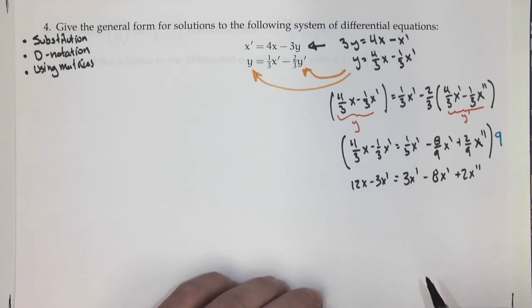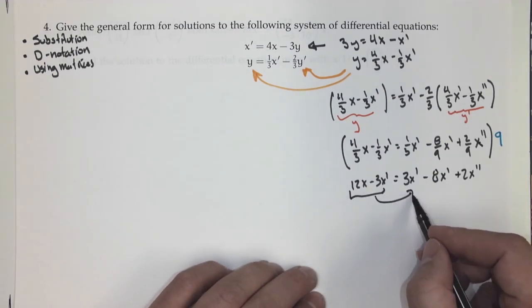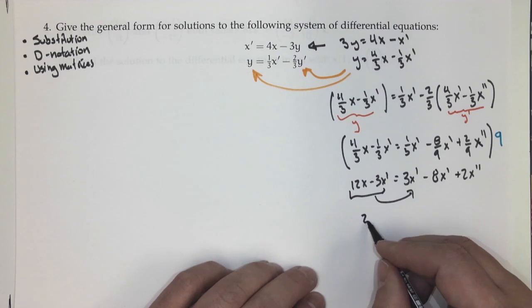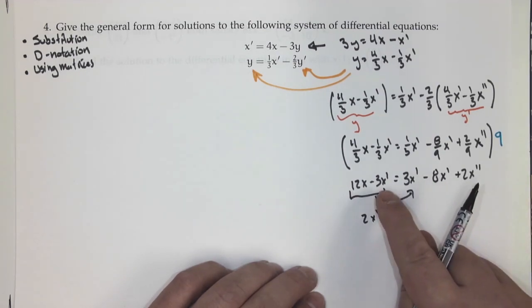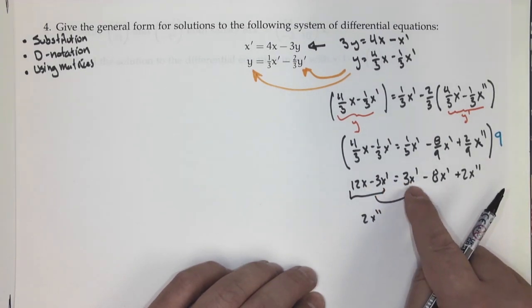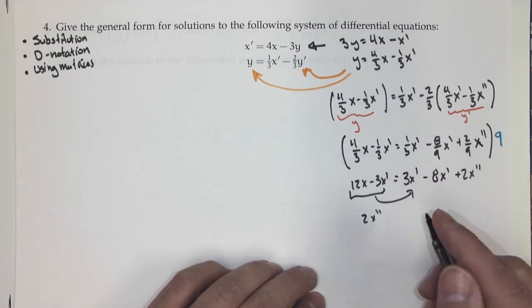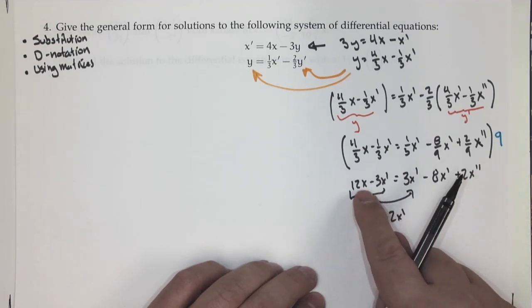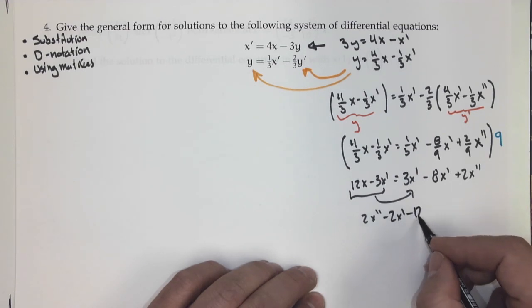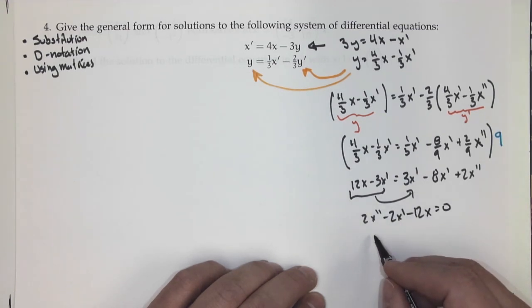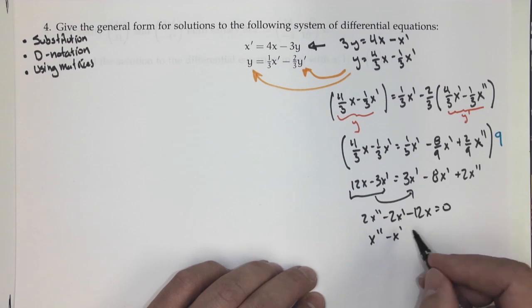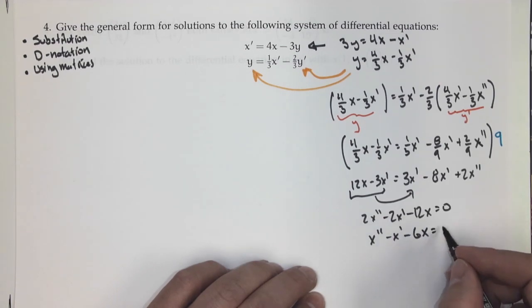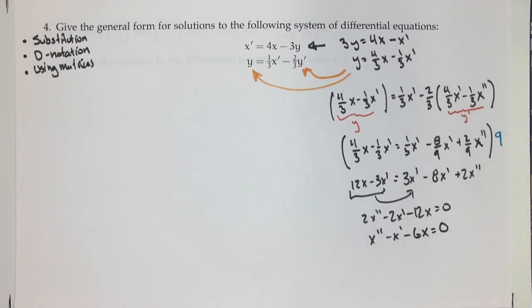All right, move everything to one side. We'll get 2x double prime. We have a minus 3x prime, which will come over as a plus 3x prime. There's already one there, so that gets us up to 6x prime. Subtract 8x prime, that's minus 2x prime. And then the 12x will come over as a minus 12x equals 0. So we get x double prime minus 6x equals 0. It's like they wanted you to have a nice problem at the end. Well, because we do.